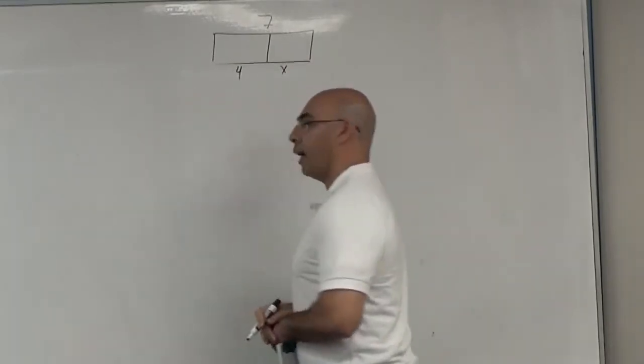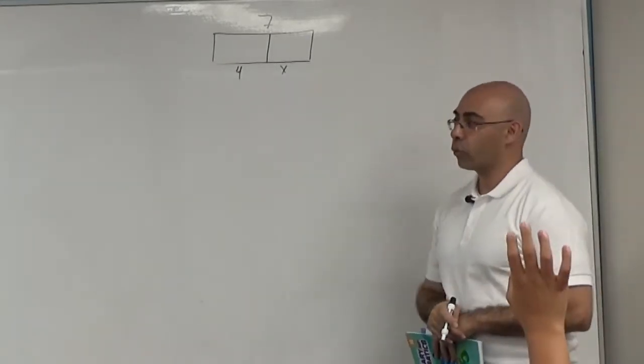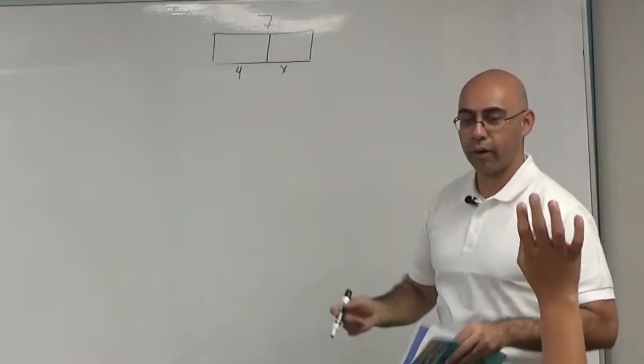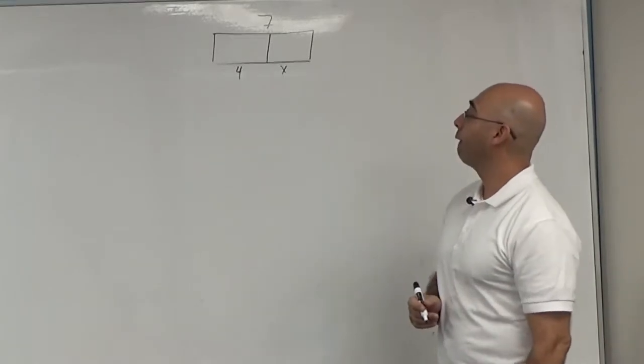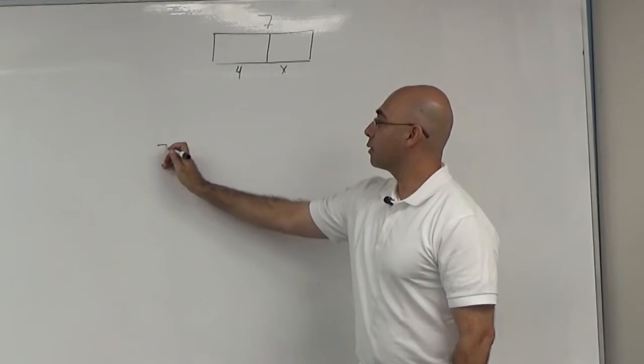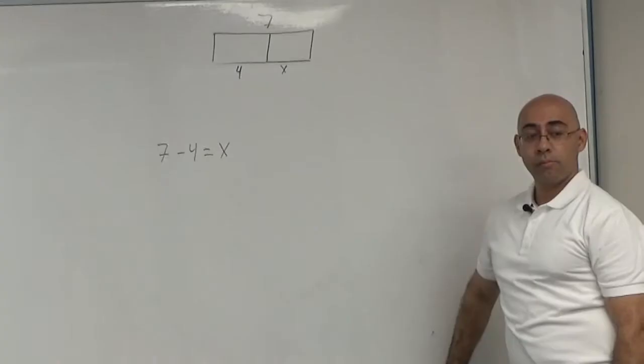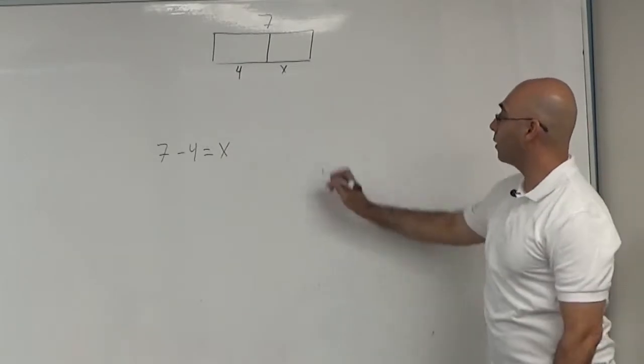Now we have it that way. How could I write this as an equation? There are, again, 3 different ways like we did over there. Yes, sir? 7 minus 4 equals x. All right. 7 minus 4 equals x. So x equals 7 minus 4. 4 plus x equals 7.